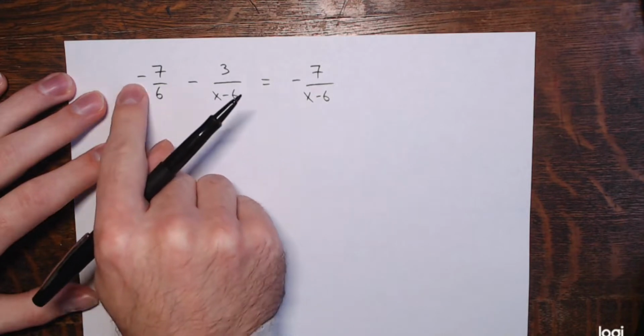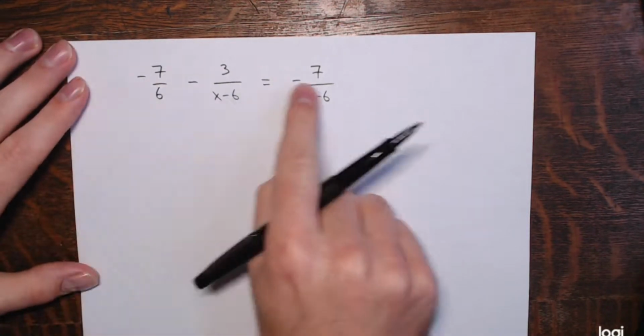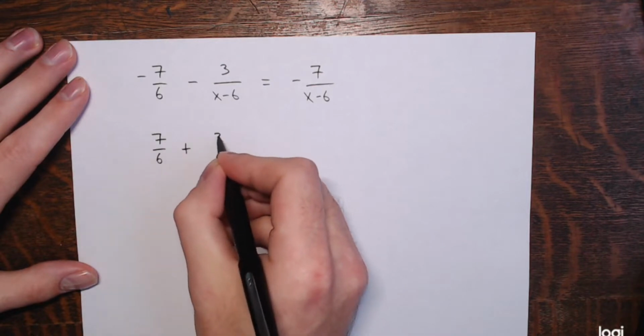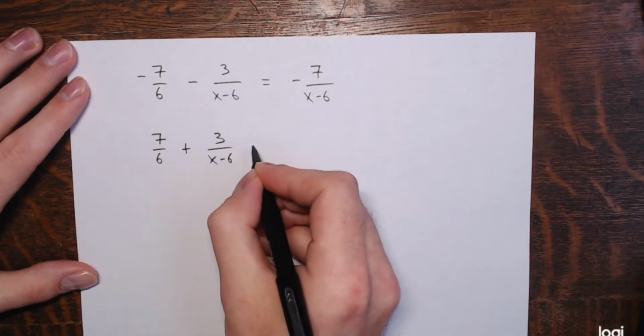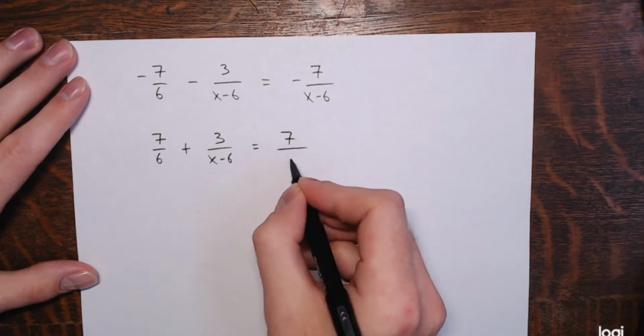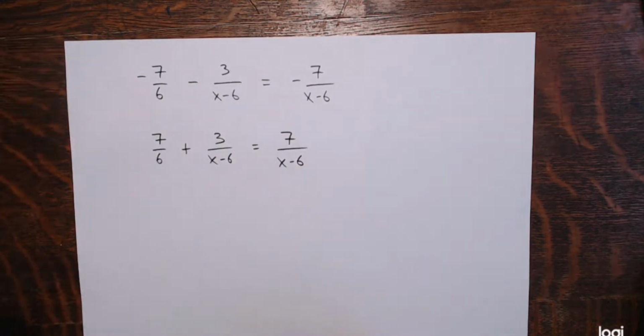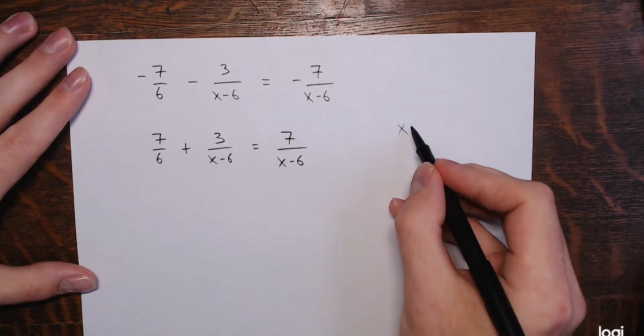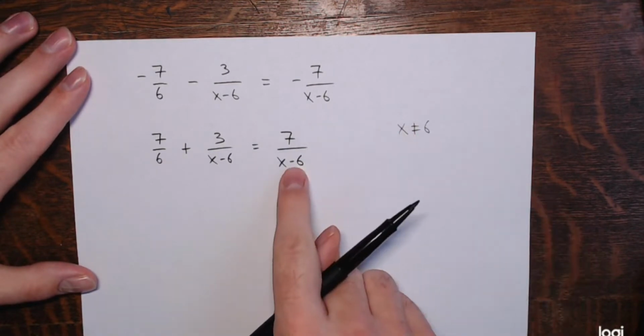I don't like that. So I'm going to multiply everything by negative 1, make it 7/6 plus 3 over x minus 6 equals positive 7 over x minus 6. All right, just to get rid of all those minus signs. I'm hoping it's obvious that x can't be 6, right? You'd be dividing by 0 in these two fractions.